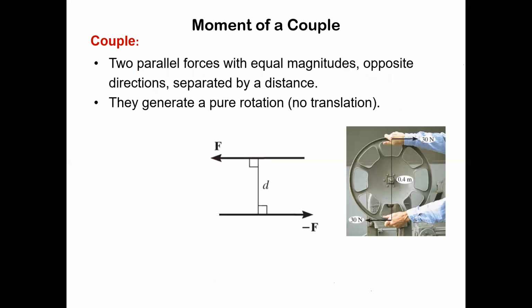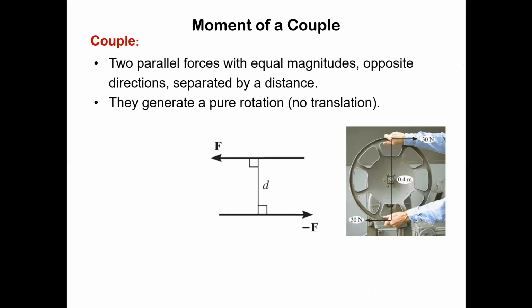A couple is when you have 2 parallel forces with equal magnitudes and opposite directions, separated by some distance between them. And those generate a pure rotation. There's no translation at all involved in a couple, right? Because if you add those forces together, you're just going to get 0. The sum of the forces is 0. But they're offset from each other. They're not actually acting along a common line.